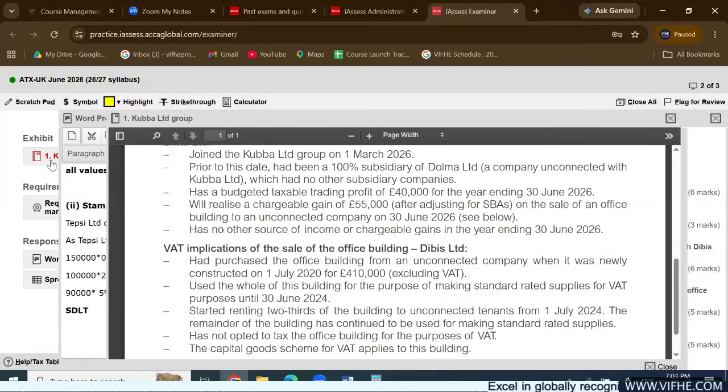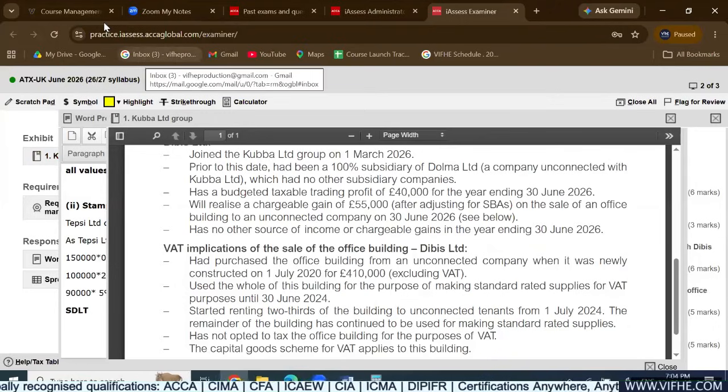So till now, 6 years are gone. Number one. And then the building is sold. Now just tell me, 6 years are gone since the building got constructed and now it is being sold. At this point, when the disposal is being made, what is going to be the tax implication?